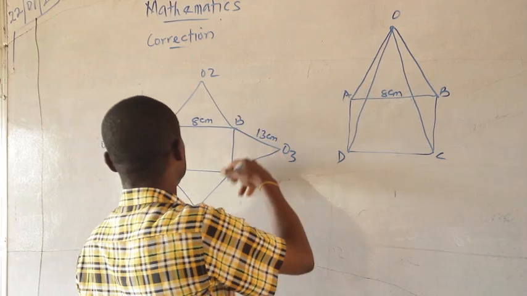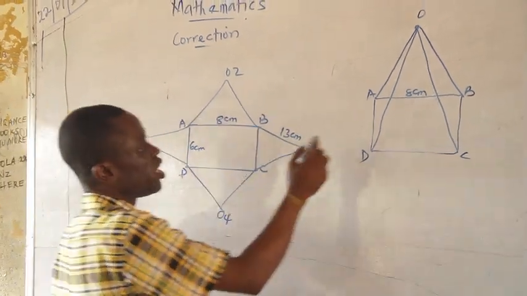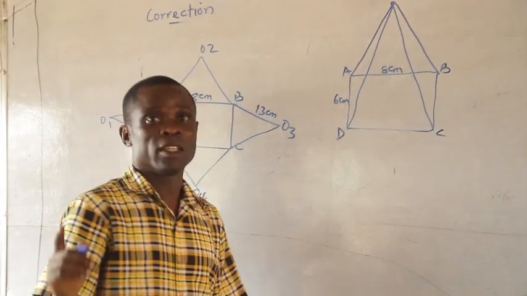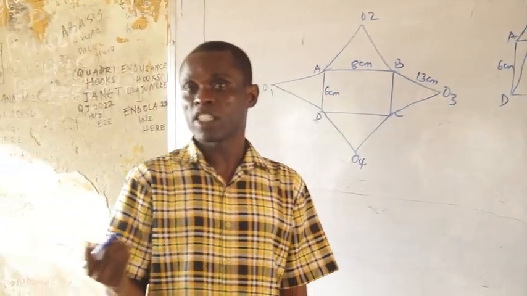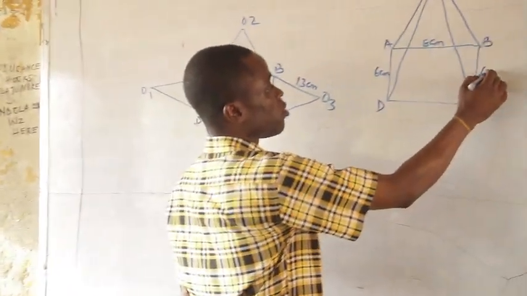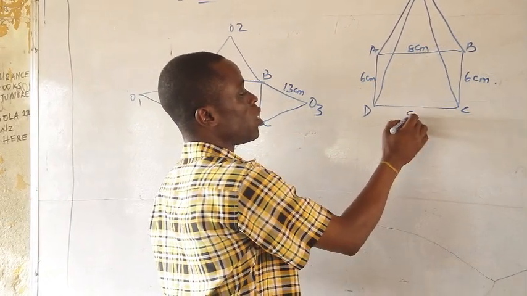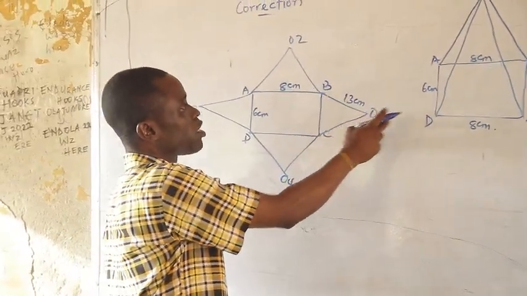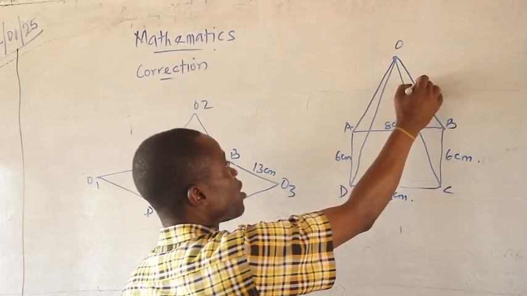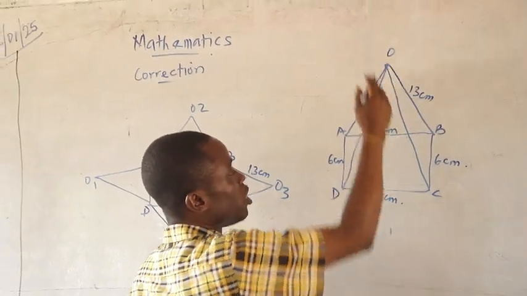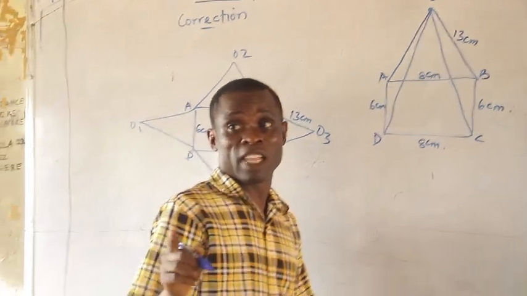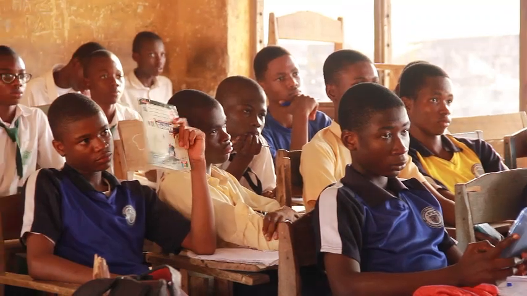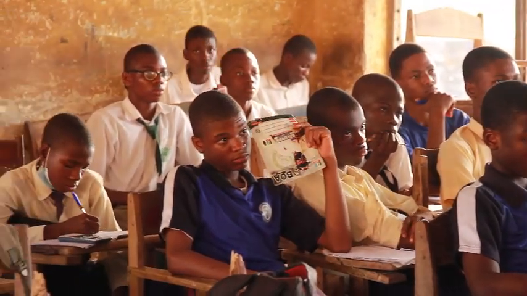BC is equal to AD. AD is 6 centimeters, but you must know that this one is 6, and this is also 6. That is the property of a rectangle. So BC is 6 centimeters, then DC is also 8 centimeters. Now BO, that is given, is 13 centimeters. BO is the same as CO because that is the slant edge. So that is 13 centimeters, likewise this one is 13 centimeters.